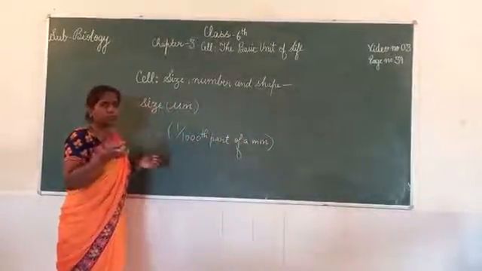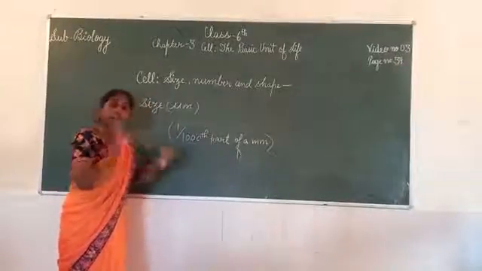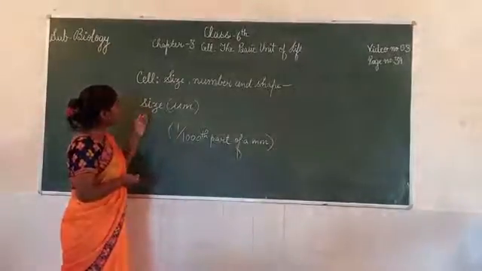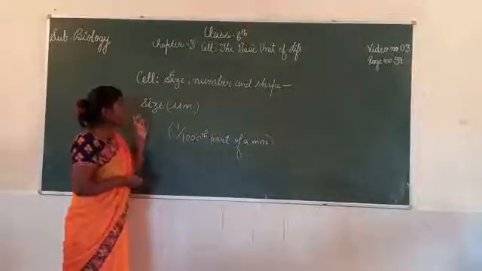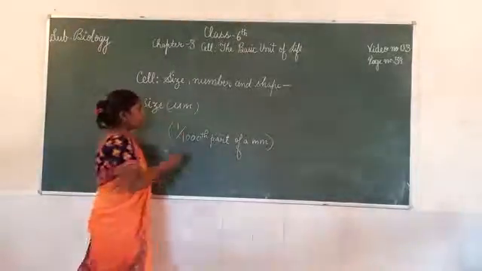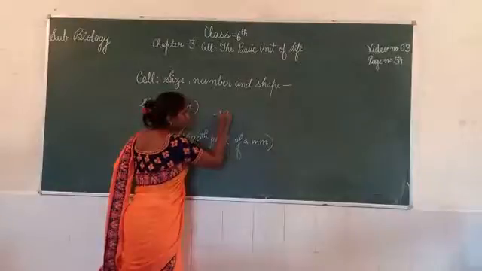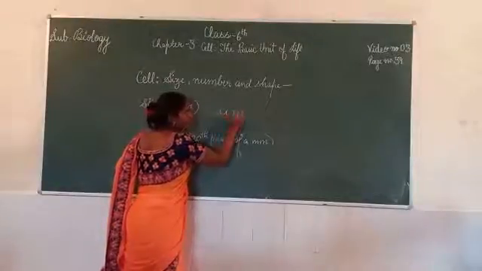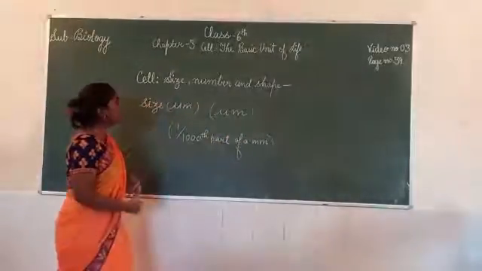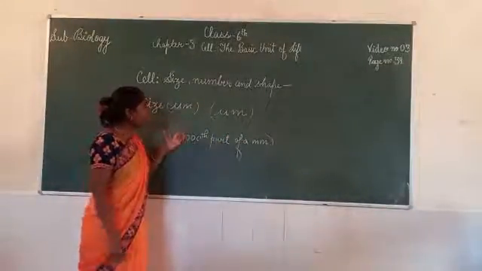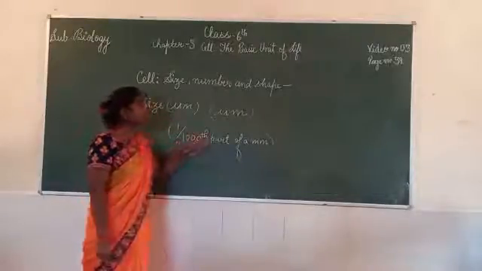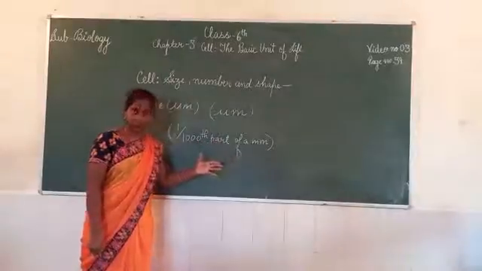It's so small that it can't be seen with the naked eye. I told that the size of the cell is usually measured in micrometers. Micrometer, how I have written it: this is micro and meter. It is measured in micrometers, and this micrometer is about 1 upon 1000 part of a millimeter.